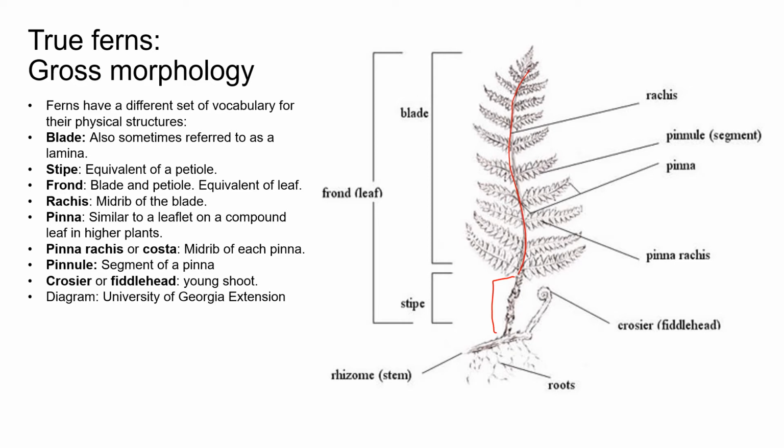A few ferns have entire or simple leaves, but most are finely divided. A pinna is similar to a leaflet on a compound leaf in higher plants. So all of that is a pinna. Each pinna has a midrib called a pinna rachis or costa. And if the pinna is divided, each segment is referred to as a pinnule. Newly emerged young shoots are called croziers or fiddleheads.